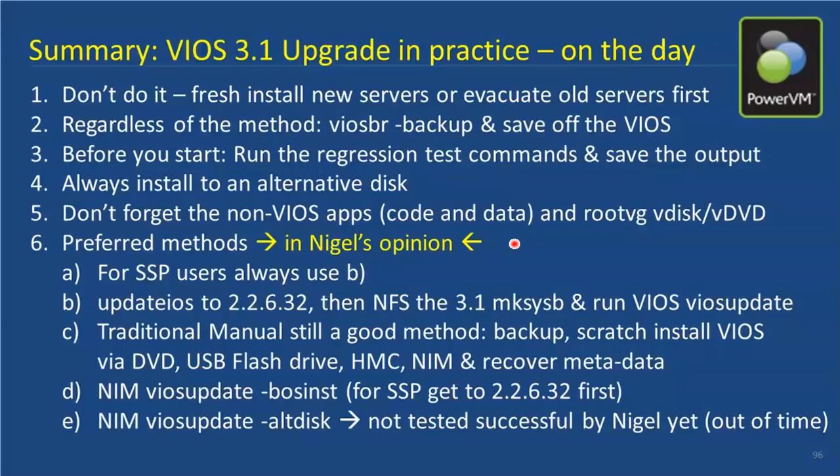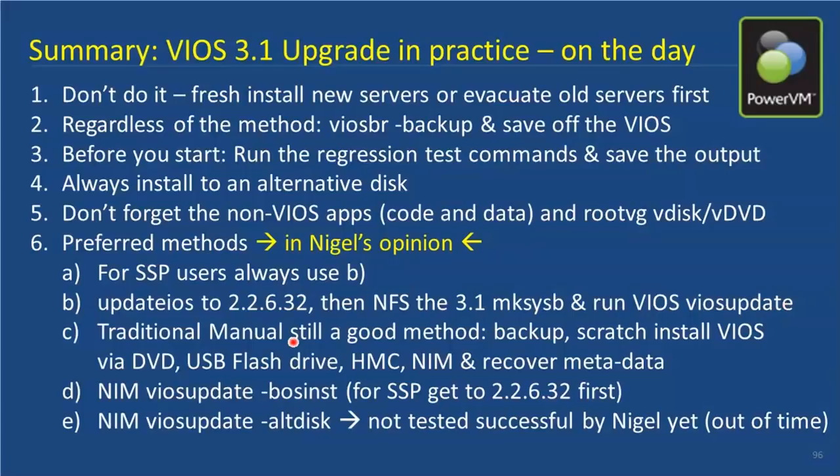My preferred method, if you're asking my opinion, if you have a shared storage pool, is B. So this is the update IOS: update to your VIOS 2.2.6.32 or 33 or 34 if they come out. Then I use NFS to get the mksysb onto my VIOS server, mount the file system, and then I run the updateios command. This seems low-hanging fruit, easy to do, not a lot of mechanics, and I can watch it as it does it, and see if it fails at any point immediately.